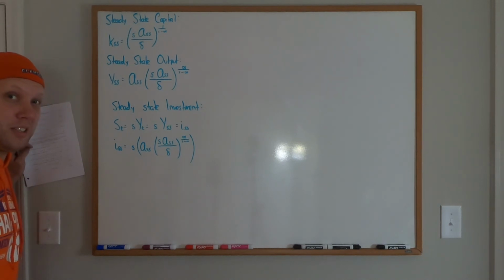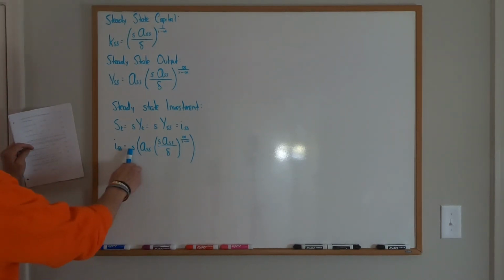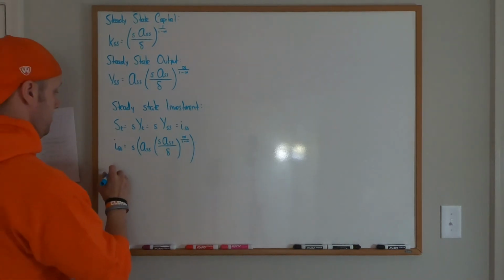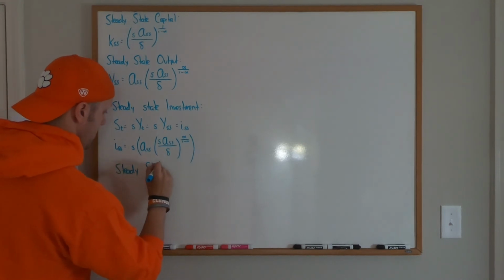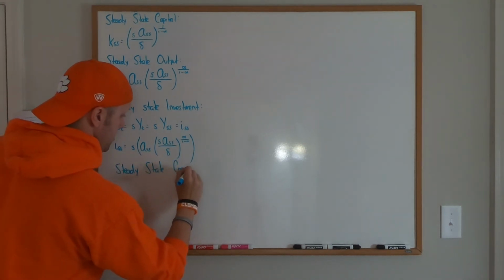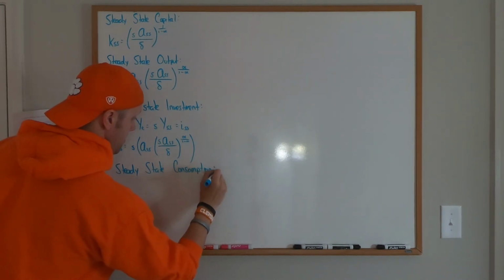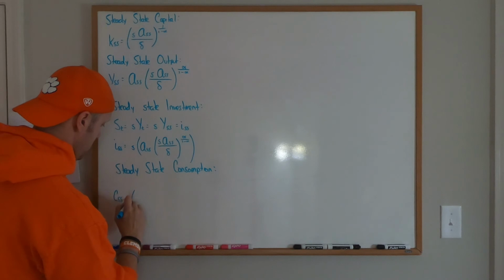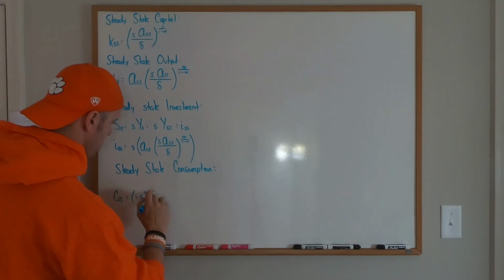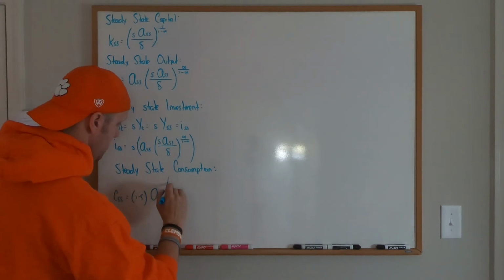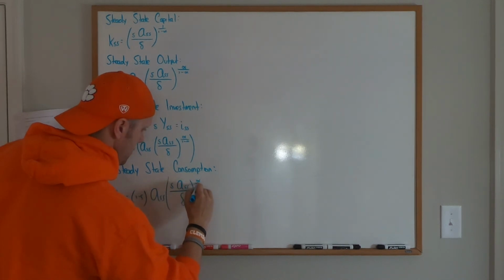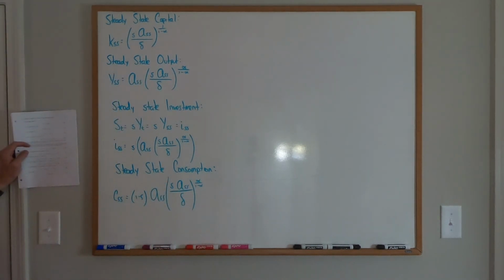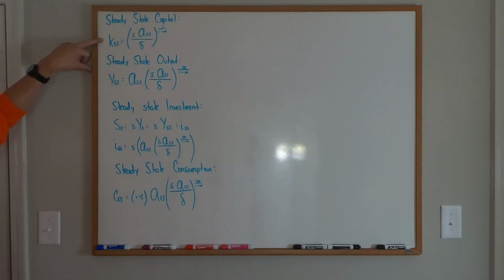Want to take a wild guess what steady state consumption is going to be? I'm going to give you a hint. It's probably 1 minus S times this. Steady state investment, steady state consumption, steady state output, steady state capital.